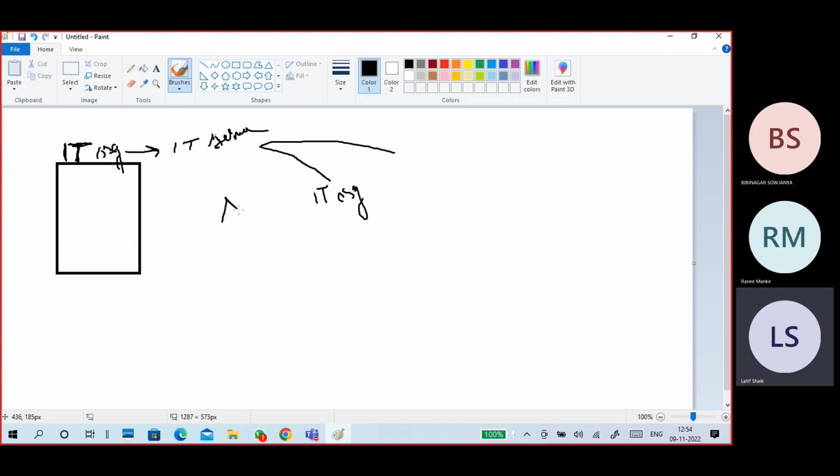I don't know why this pen is not working. Actually, it is not writing. Why is this kind of blinking there?